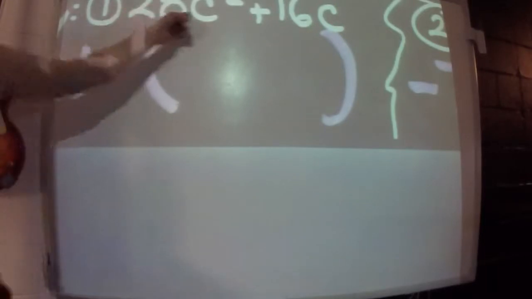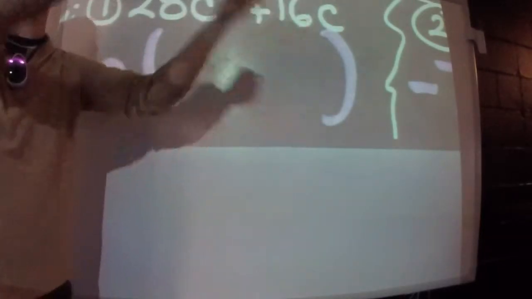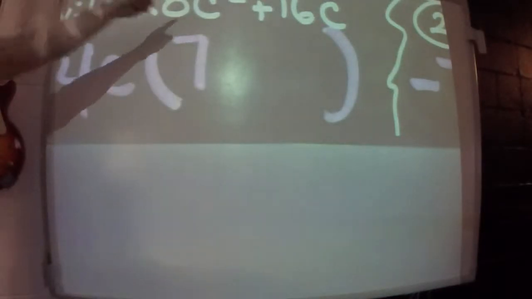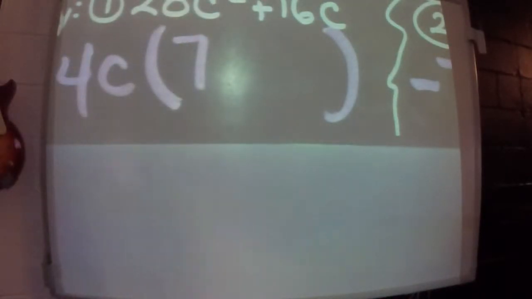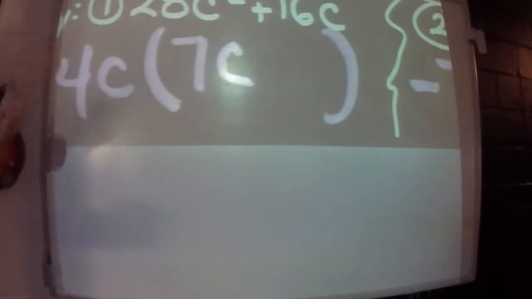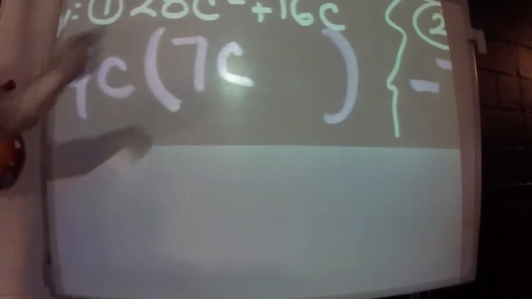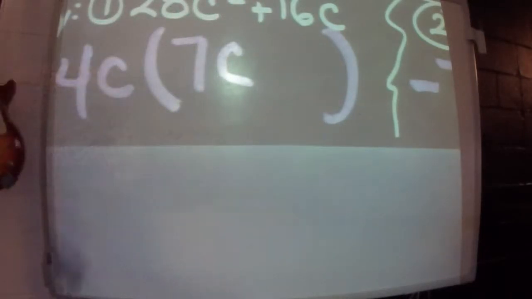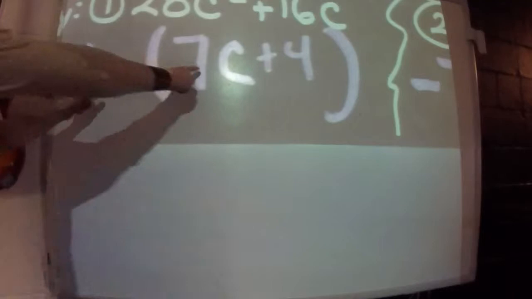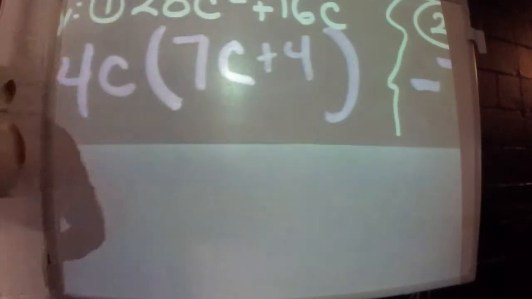But then also, since that's a c squared and a c, I can pull a c off of both of them. So 4c is your GCF. 28 divided by 4 is what? 7. And you had c squared, but you pulled one c off of it, so it became c. And now on 16, you divide that by 4, and you get 4, but then you take the c off of it. So it's just plus 4. And it redistributes. There's your 28c squared, and there's your 16c.